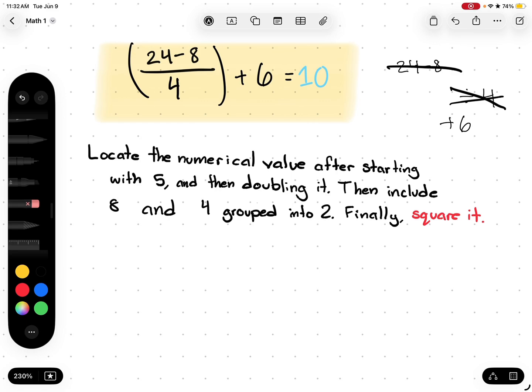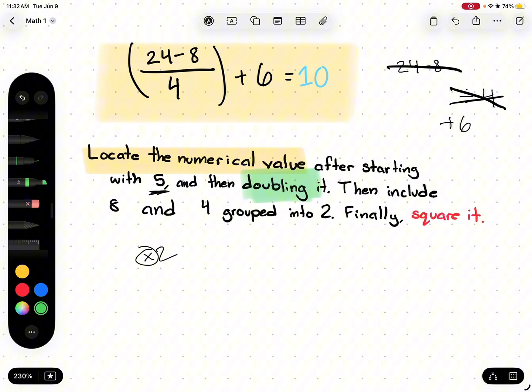And here's another one. Locate the numerical value. So that means try and find the number value. That means to solve. After starting with 5. So our beginning number is 5, positive 5, and then doubling it. If you know anything about what doubling means, it means to multiply by 2. So we're going to multiply. Doubling means to multiply by 2.